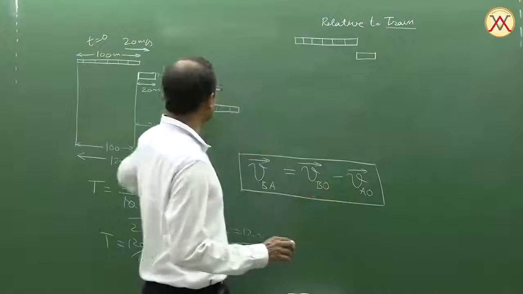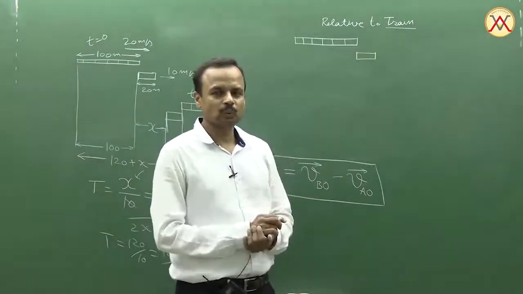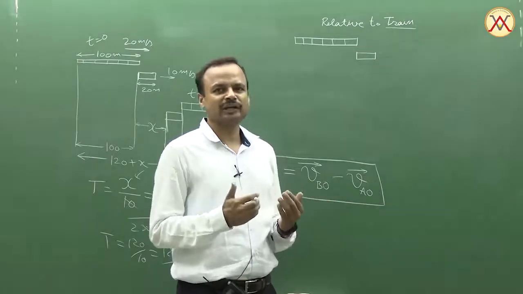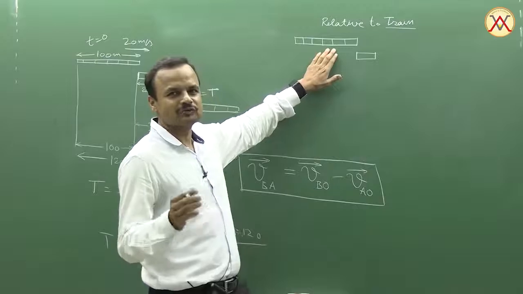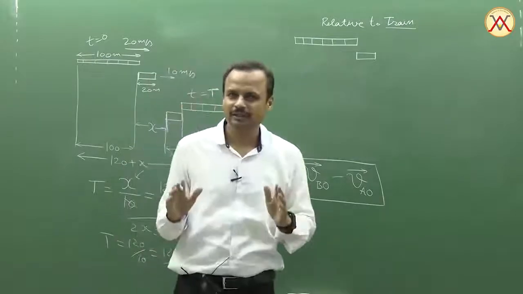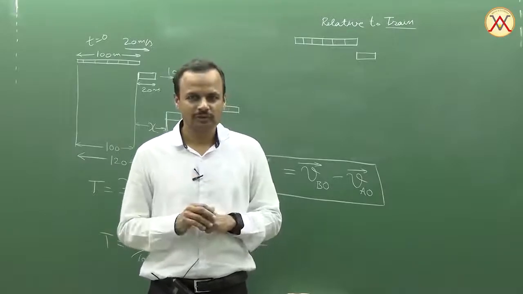Now, if we want to solve the same problem relative to the train, we must convert the velocities as seen by the train or relative to the train. First of all, what will be the velocity of train relative to train? Velocity of any object relative to itself has to be 0.